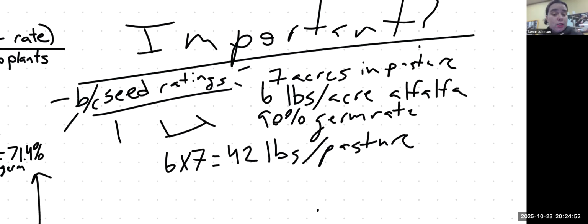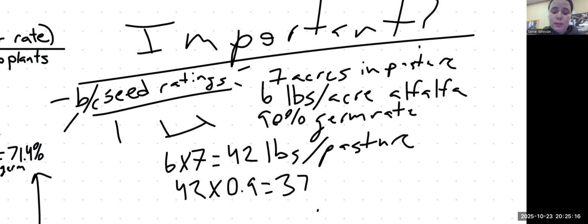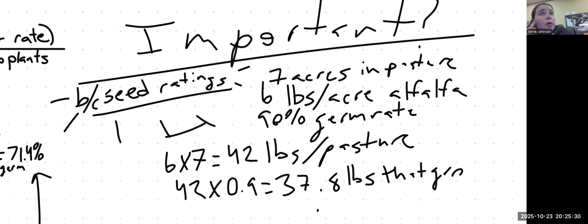Now, if we seed just the 42 pounds, we know that 90% of that is going to take. So we can multiply 42 times 90% to get 37.8 pounds that actually grow.